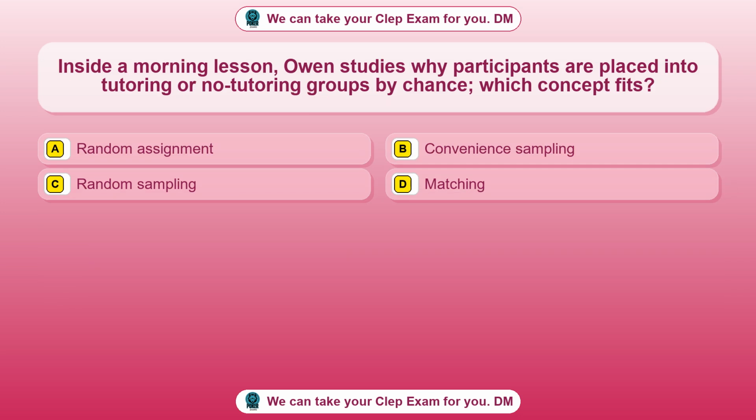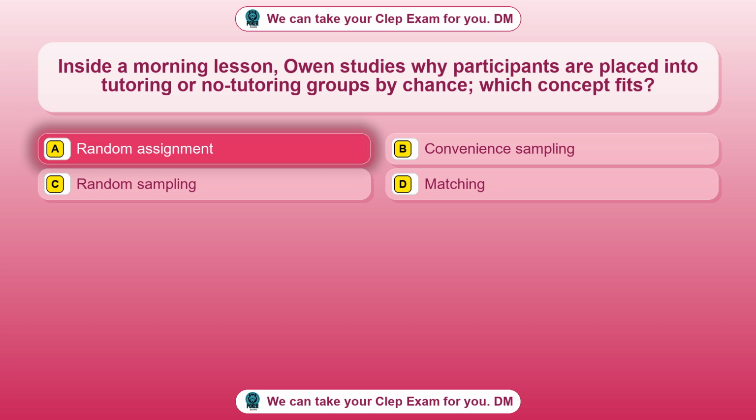Question 89. Inside a morning lesson, Owen studies why participants are placed into tutoring or no tutoring groups by chance. Which concept fits? Option A, random assignment. Option B, convenience sampling. Option C, random sampling. Option D, matching. The correct answer is option A, random assignment.